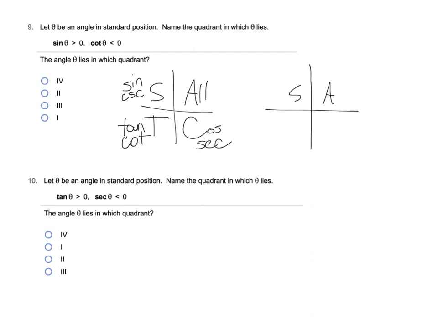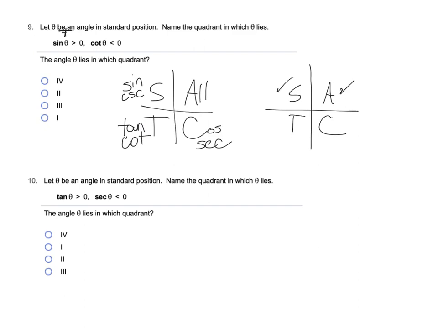Let's think about it. First of all, sine is greater than 0. That means that the sine of whatever this theta is, is positive. So you come over here and you say, where is sine positive? Well, we know that sine is positive in the first quadrant, and also in the second.